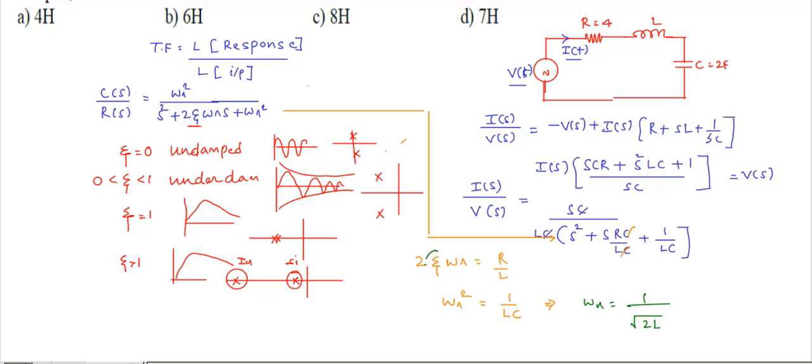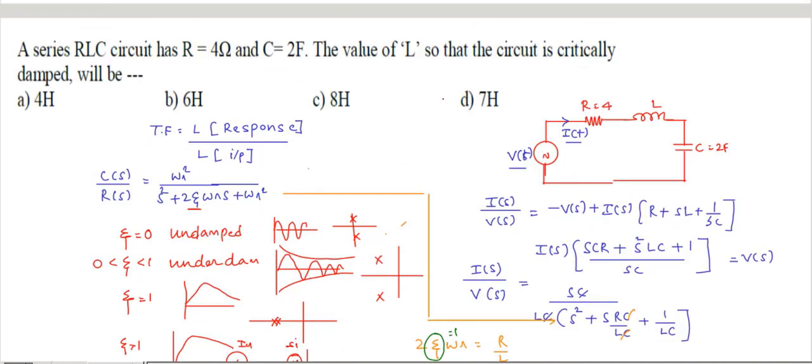For a critically damped system, zeta equals 1. So 2 into omega n, which is 2 by root of 2L, equals R by L. What is the value of R? This is 4, and C is 2. If I square it, 1 by 2L equals 4 by L square. So L cancels, and L equals 8 henry. So the answer is 8 henry.